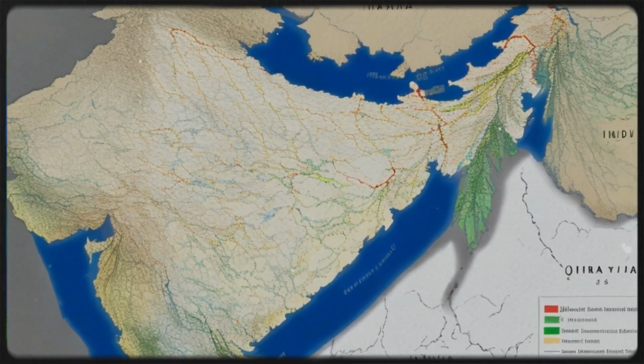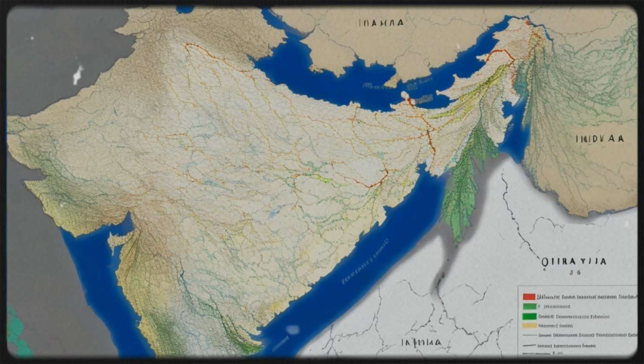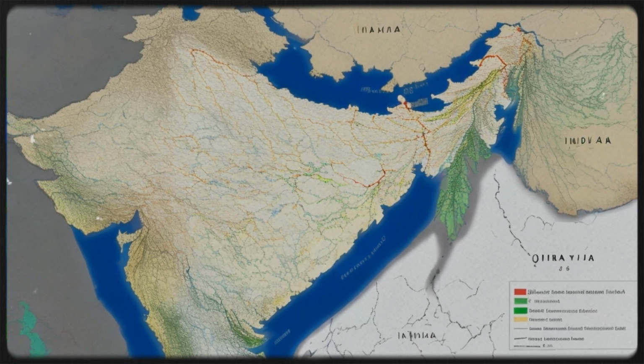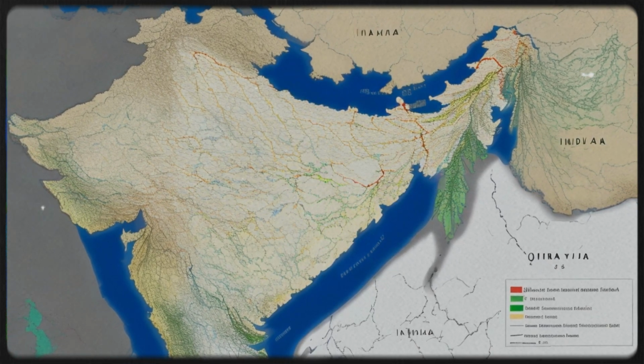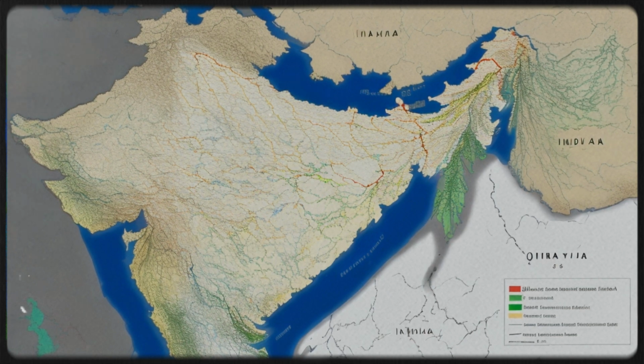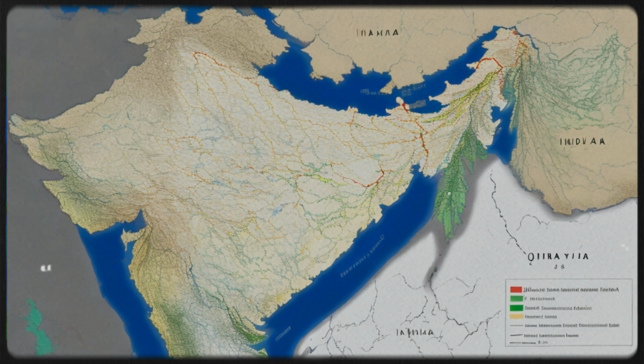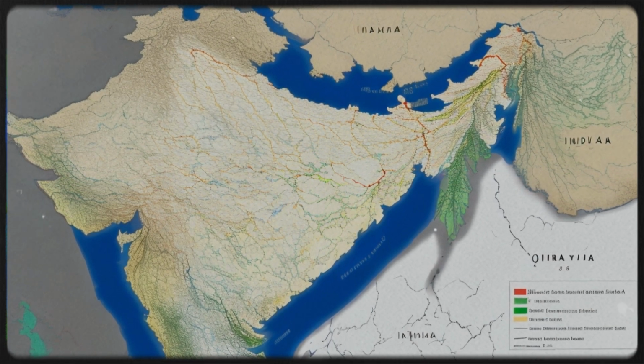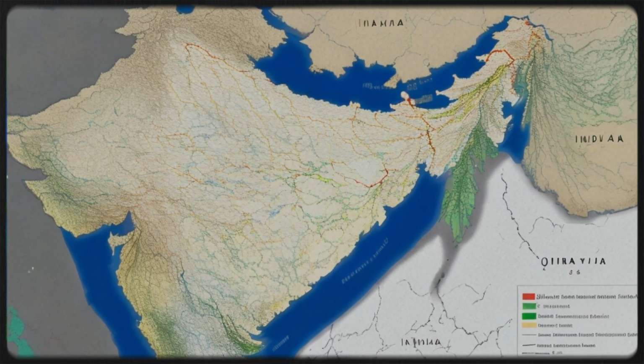India and China. As two of the world's most populous nations, India and China share a complex relationship characterized by both cooperation and conflicts. Border disputes, economic competition, and regional influence have been areas of contention. However, both nations have also recognized the importance of collaboration on global issues like climate change and trade.